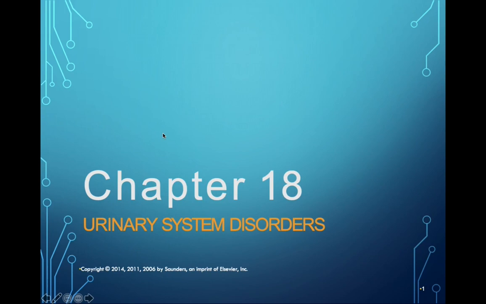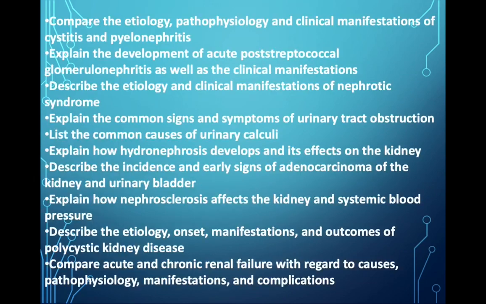Okay, let's start with Chapter 18 today, looking at urinary system disorders. We're going to start with some review first: the basic anatomy of the kidney and nephron and some of their basic functions, because it'll help you understand what happens when there's damage to any part of the kidneys.